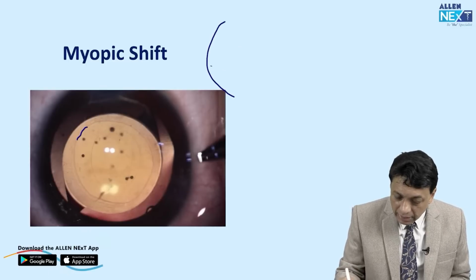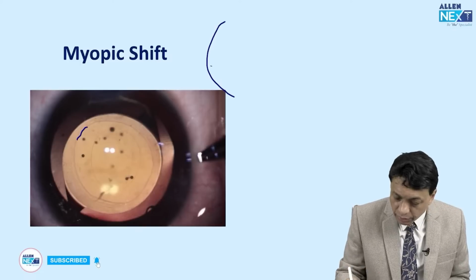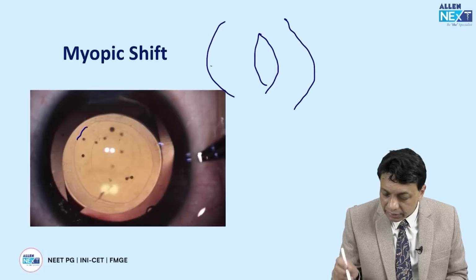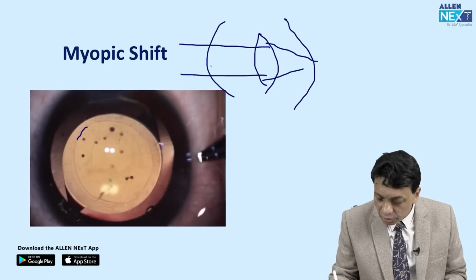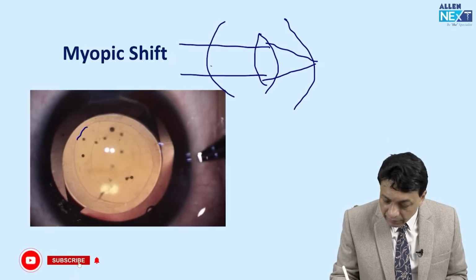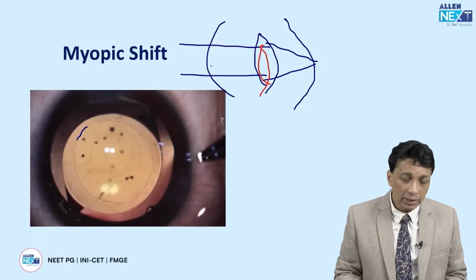Let me talk about that. Myopic shift occurs because the child is growing. So when you place the intraocular lens during cataract surgery, you have calculated the IOL power for a certain axial length like this. You calculate the IOL power, you place the IOL here, and the rays focus on the retina the next day perfectly. So this is fine.